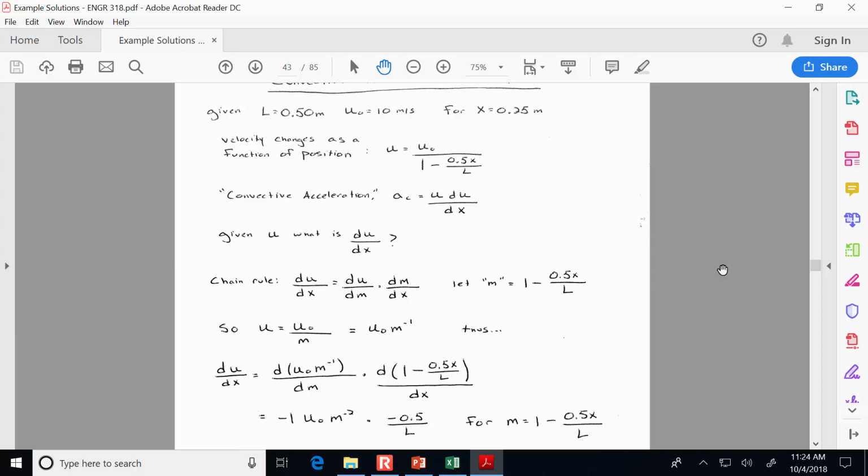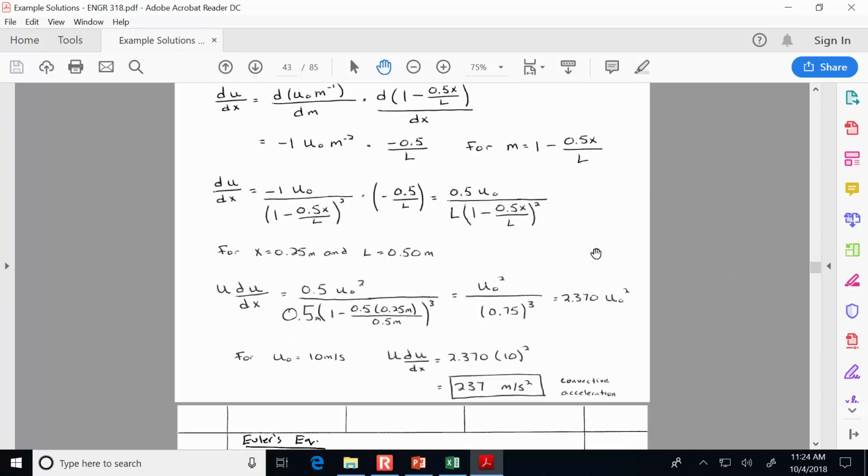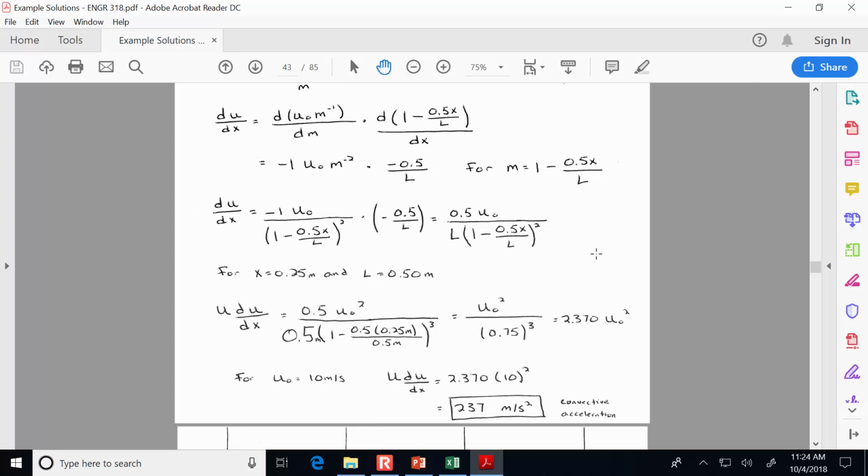Okay. So remember what the definition of m is. Keeping that definition of m in mind, we're going to substitute that back in. So du dx is going to be minus 1 u naught divided by 1 minus 0.5 x divided by L, squared in the denominator. That's the same thing as m to the minus 2 power. It's just putting it back down in the denominator and squaring it. And that's multiplied by negative 0.5 divided by L. Okay.